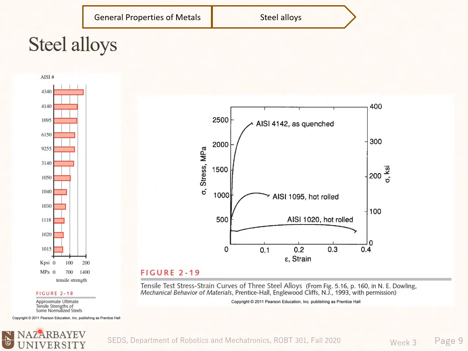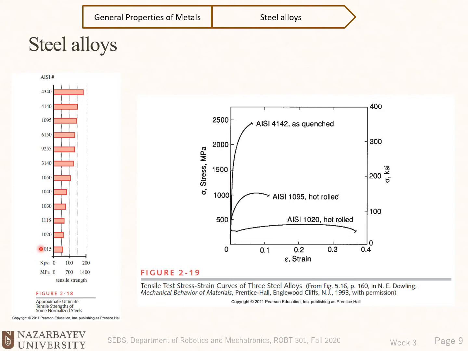Okay, so in this slide, you will see one figure and one chart. Figure 2-18 basically compares the tensile strengths of steel and alloys of steel. We had a similar graph for Young's modulus of steel, and these types of graphs and charts help us select the proper material based on our needs.